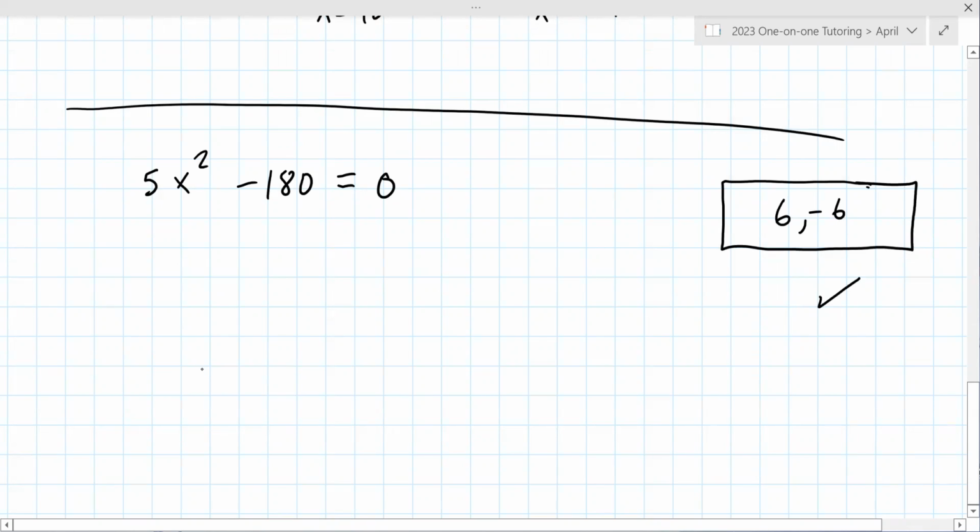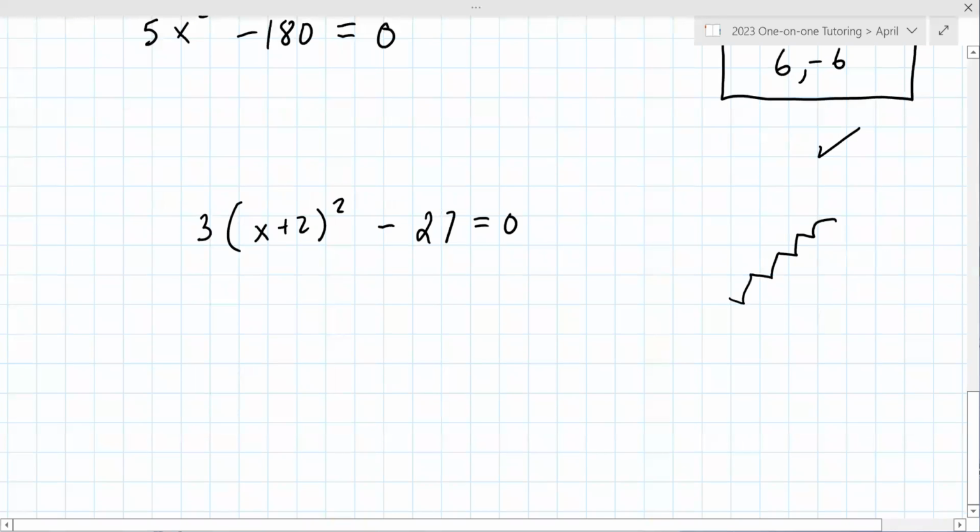Let me give you one more here to try on your own before we move on to something else. Basically, I'm just sort of stepping you through the difficulties of these types of problems, and then at some point you've mastered it, which we'll see here on this next one. So go ahead and see if you can work this one out on your own.